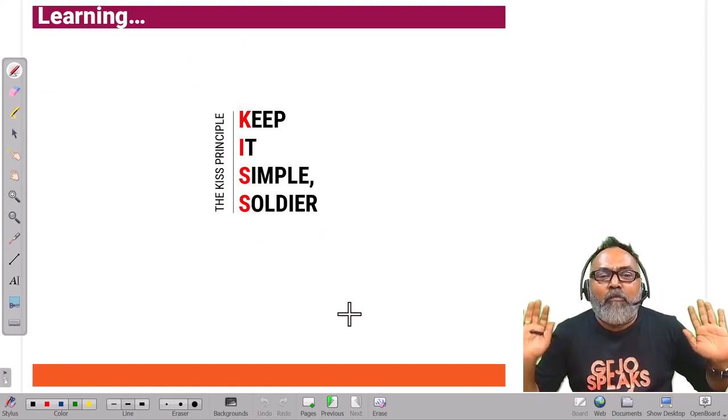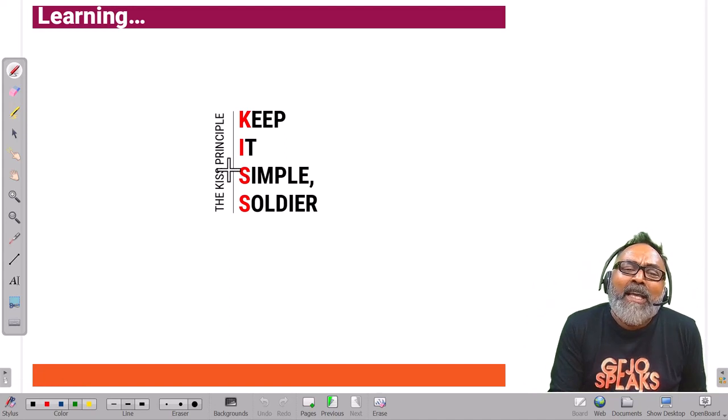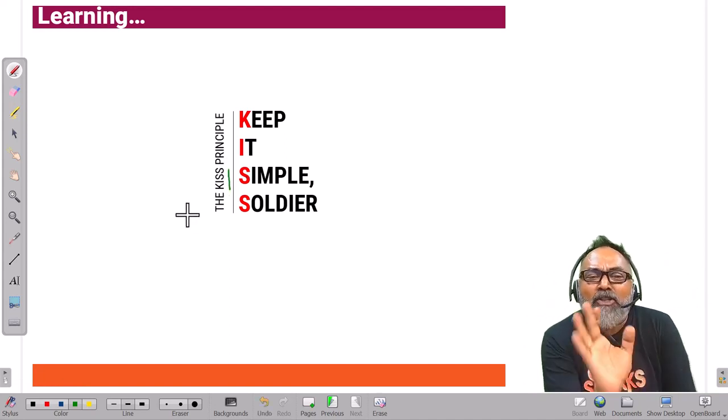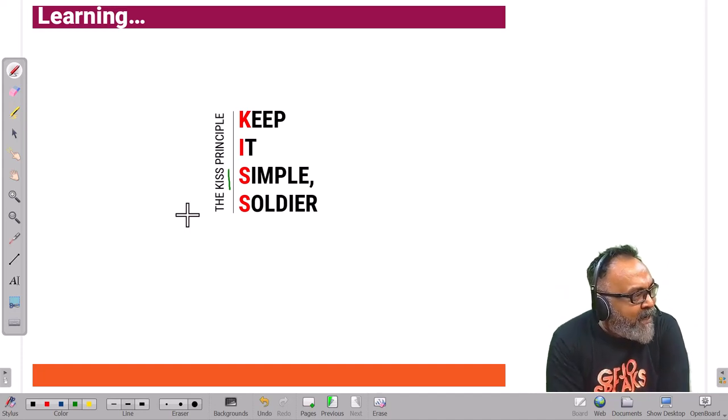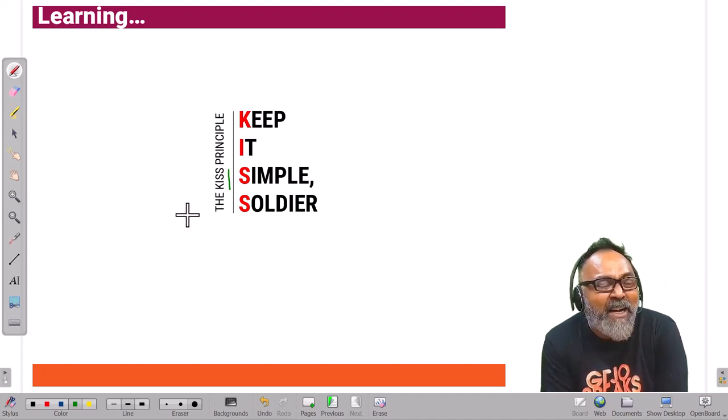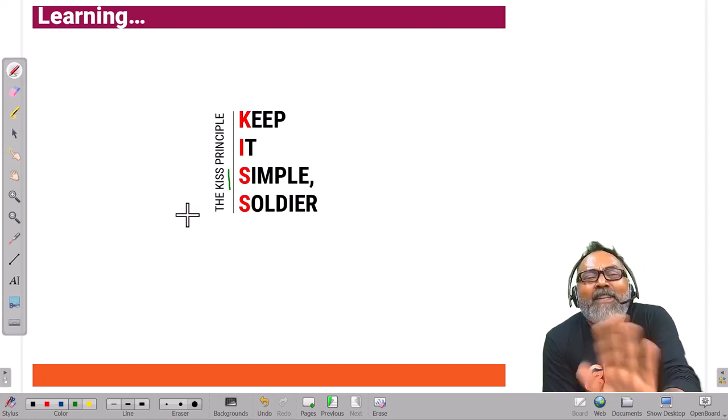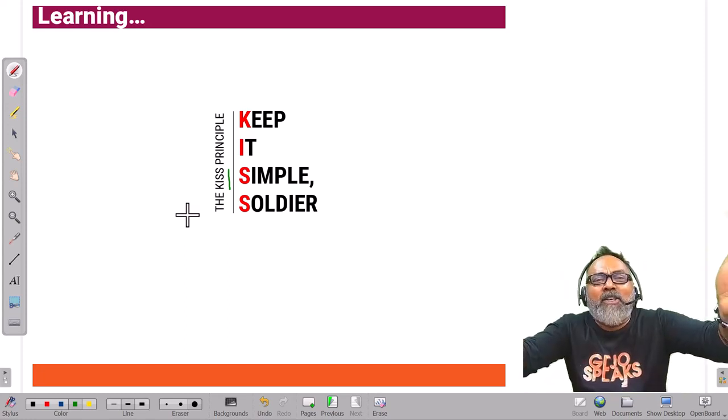The funda is very simple. The principle has to be the KISS principle. There are a lot of versions of KISS. I think it was started by the US Navy back in the 1960s. They said, keep it simple, stupid. But there are a lot of versions, and I thought this is the best version. So you're all my soldiers.